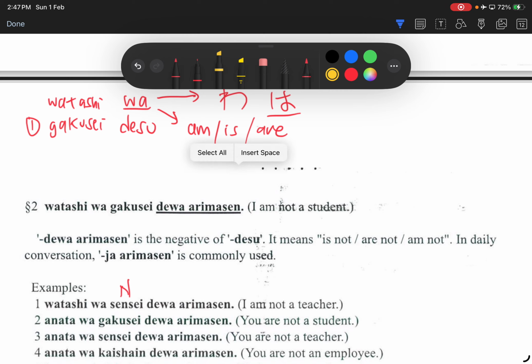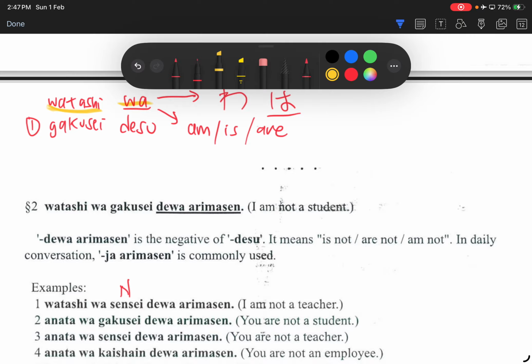So wa tells us what is the subject of the sentence. That means who is the main character in the sentence, right? So in this case, watashi is the main character. So watashi wa gakusei desu. Gakusei is just my title, right? So I am a student.